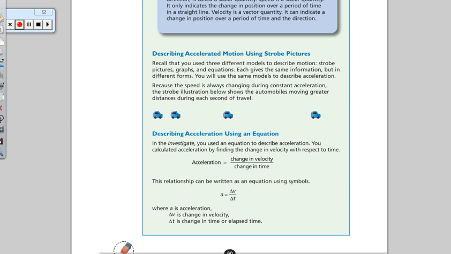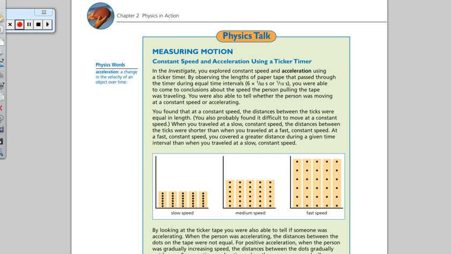Now, a ticker tape timer does a very, very similar thing to the strobe photo. What it does is it knocks down on a piece of paper and leaves a little black dot about 60 times every second. So it's really, really fast. And so if we pull tape through a ticker tape timer really slow, those dots are going to be really close to each other. If we pull it through at a medium speed, the dots are further apart and then even further apart.